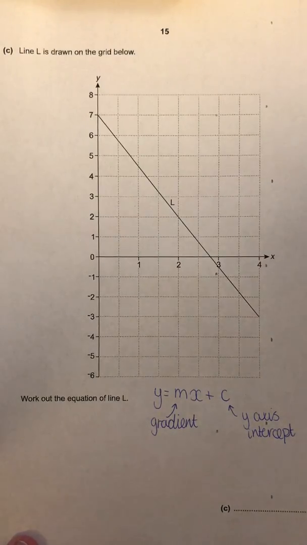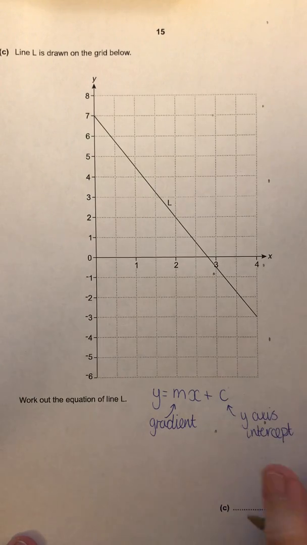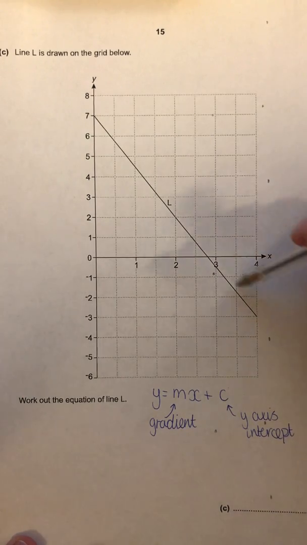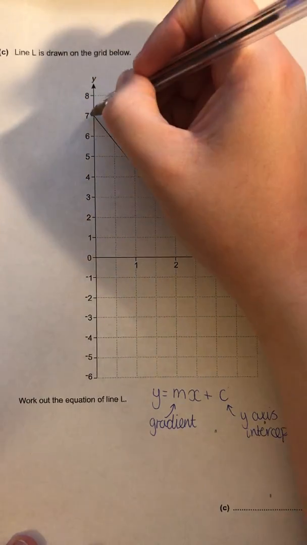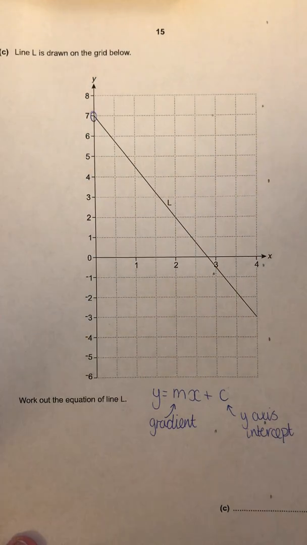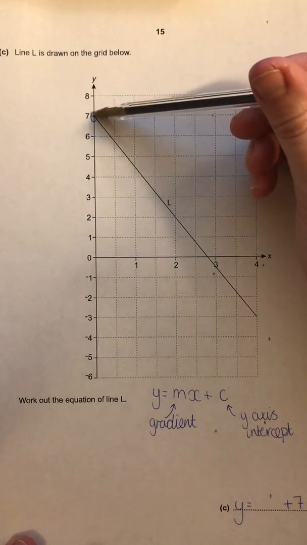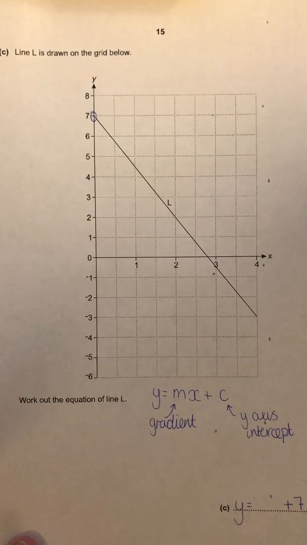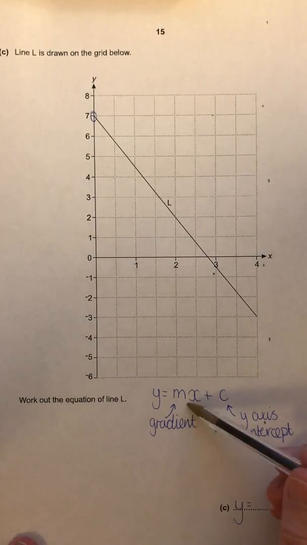So, start off with c first. Where does this graph cross the y-axis? Well, it crosses it at this point up here. It crosses it at 7. So we know that the graph is going to be y equals something x plus 7. Getting that plus 7 gives you 1 mark, just from seeing where it crosses the y-axis. From there we need to find the gradient.